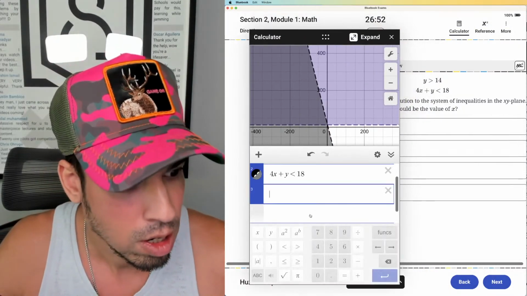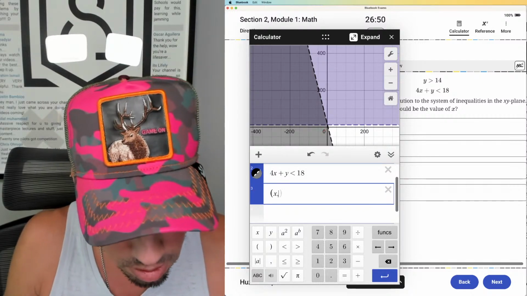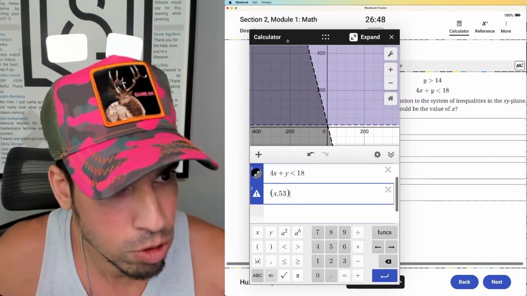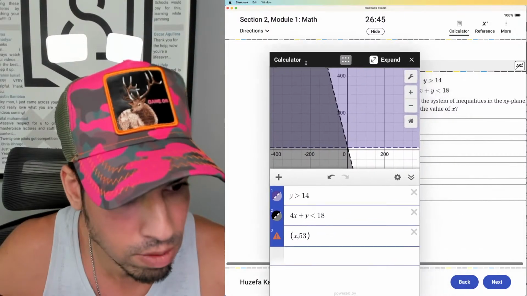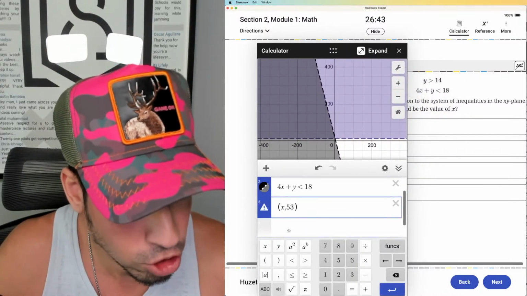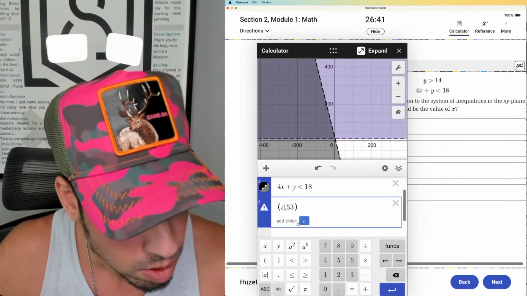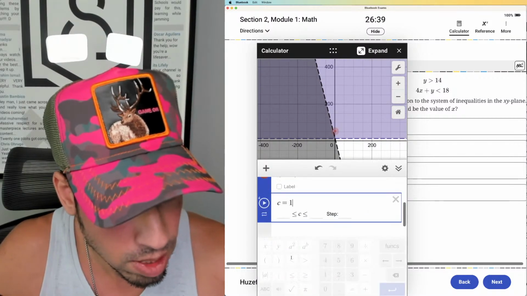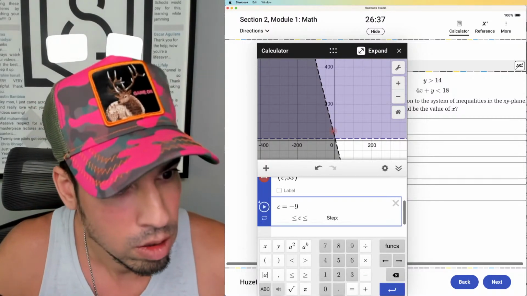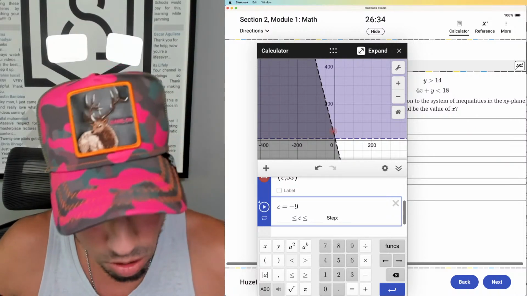So now watch this. I'll say x comma 53, and then we can just plug in these different values of x. Negative 9, negative 5. Watch this. Actually, let's do a slider, c. So first we have negative 9. Let's try that. Nope, it's on the line and it's dotted, so that's not part of the solution.